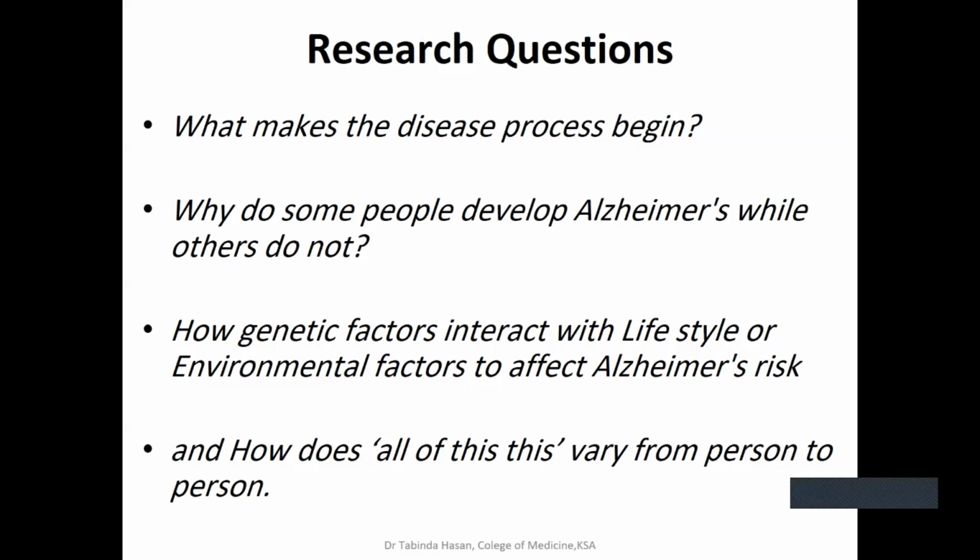So what is the exact interaction between nature and nurture? What is the exact interaction between genetic factors and the lifestyle and environmental factors? And then how does all of it vary from one person to another? Even the onset of the disease and the severity of the disease is different from person to person. And until now, we don't have the answers to it.